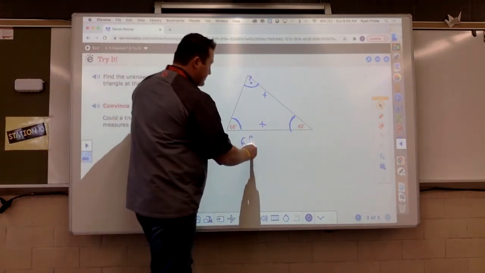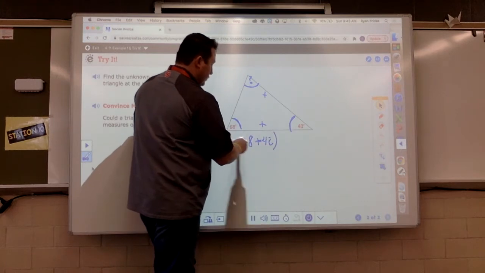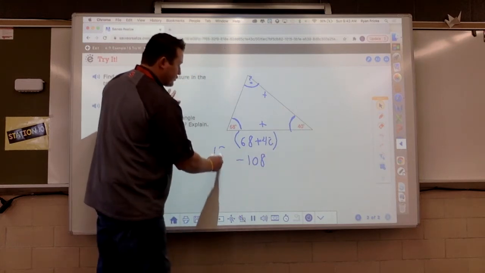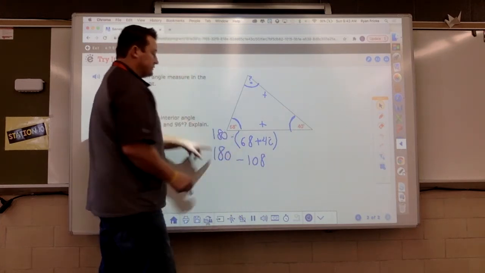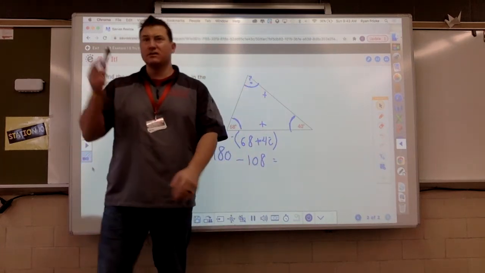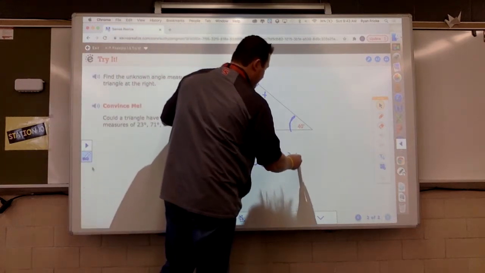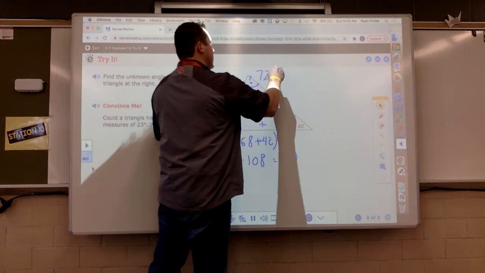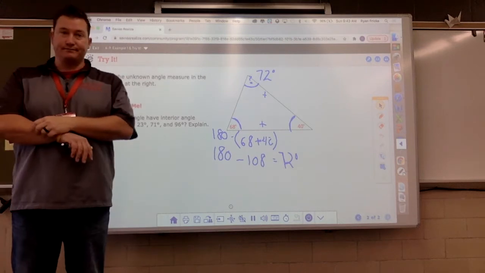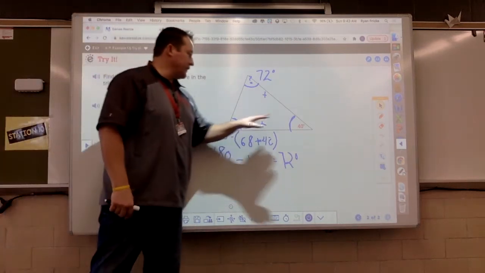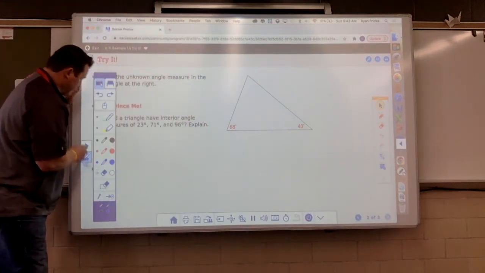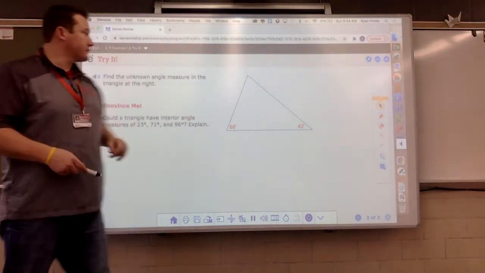So let's add these two together, 68 plus 40. What is that, 108? And if we subtract that from 180, this is going to give us our missing angle, this angle here. So 180 minus 108, 72, I think is what that turns out to be. 72 degrees. There we go. It's no more challenging than that for now. I'm assuming eventually they're going to give us some expressions to put in here, but sometimes we get straightforward problems, and we like that, okay?